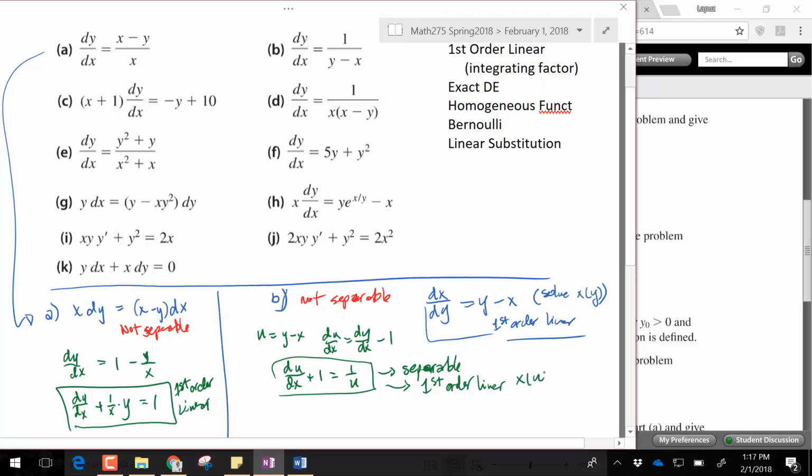x is a function of u. And then remember that you have to change it back into y as a function of x as your eventual solution. So that could be done in a couple of different ways. Okay? How about the next one, C?